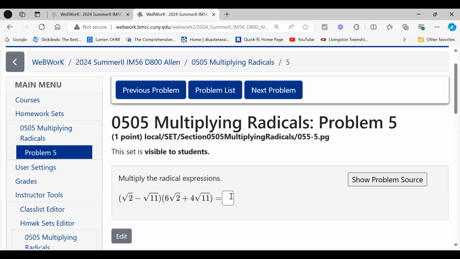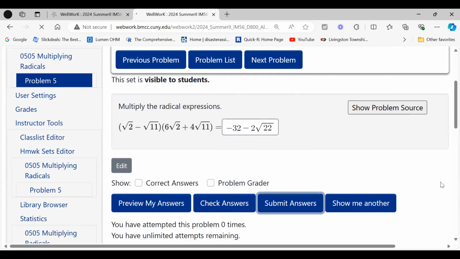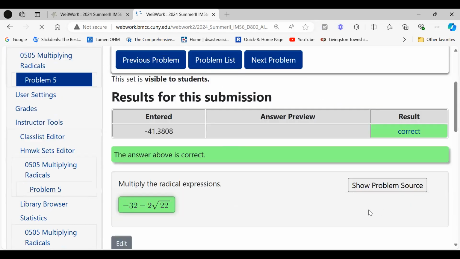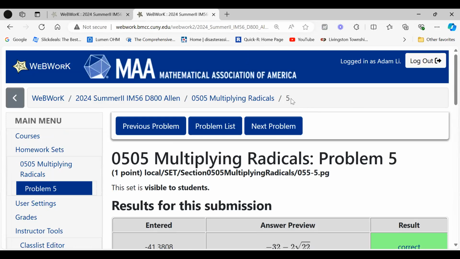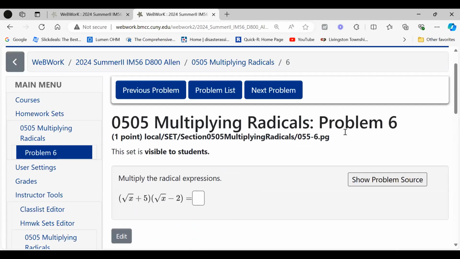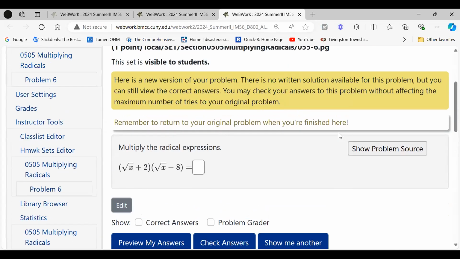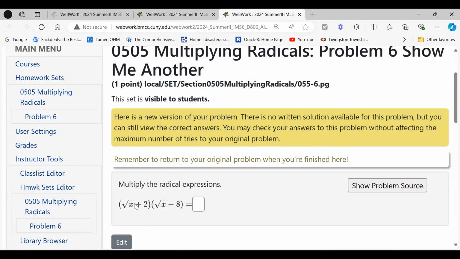Any question about this? No. Okay. So minus 2 radical 22. Gonna check it. Right. So let's look at question 5. Next problem. Radical x. Yep, we can try one of this. No problem. Okay, you try this, right? Give a shot. You guys try this.